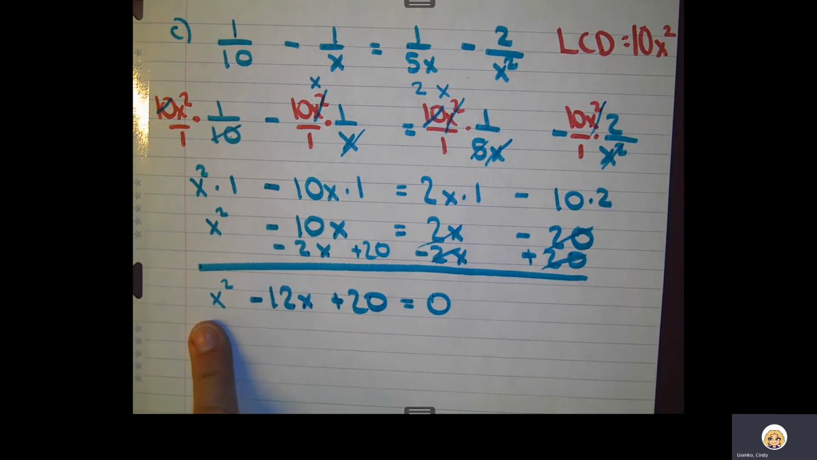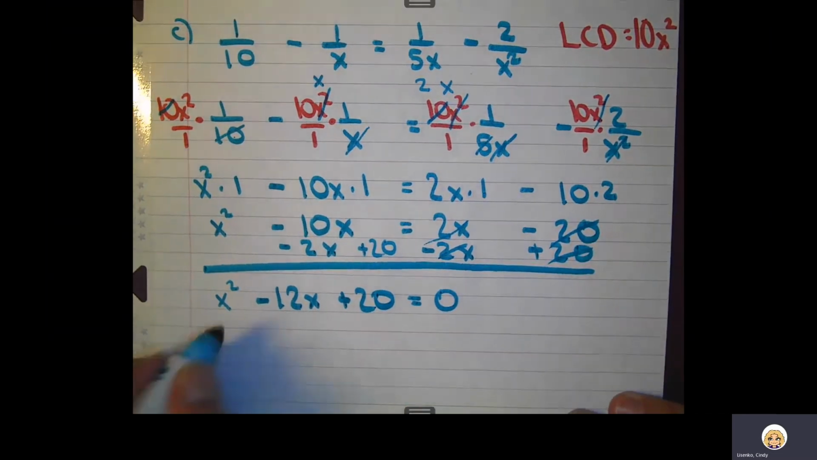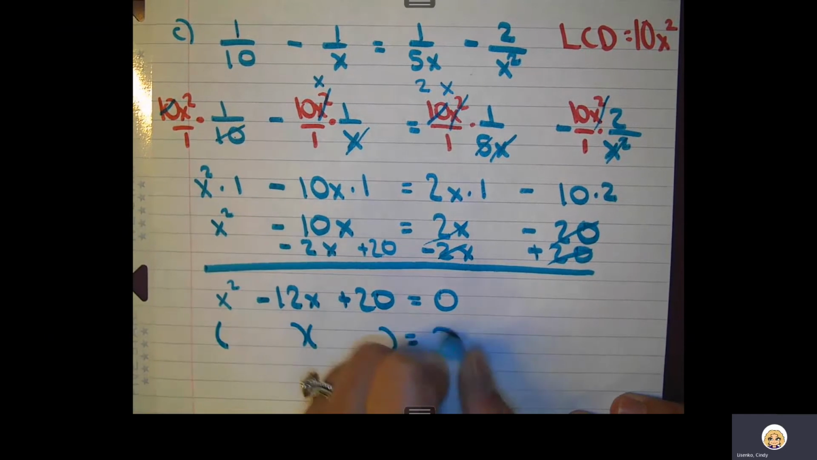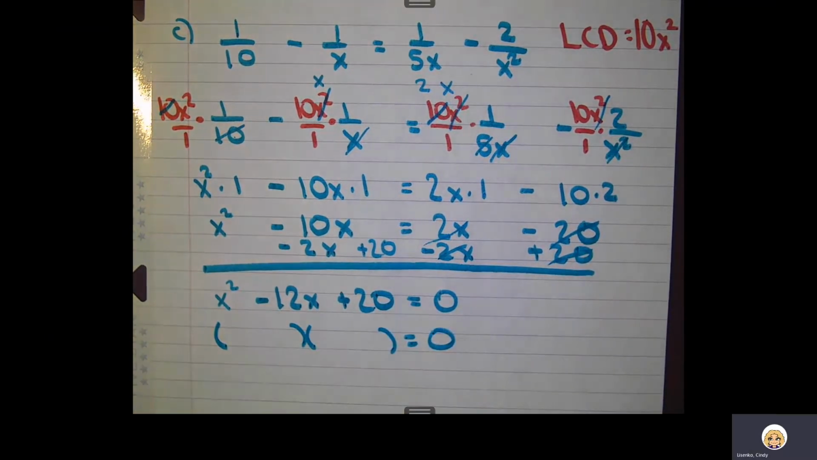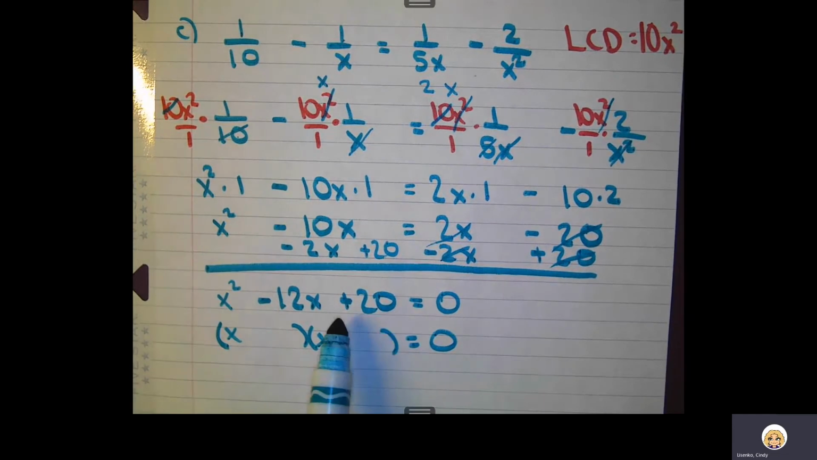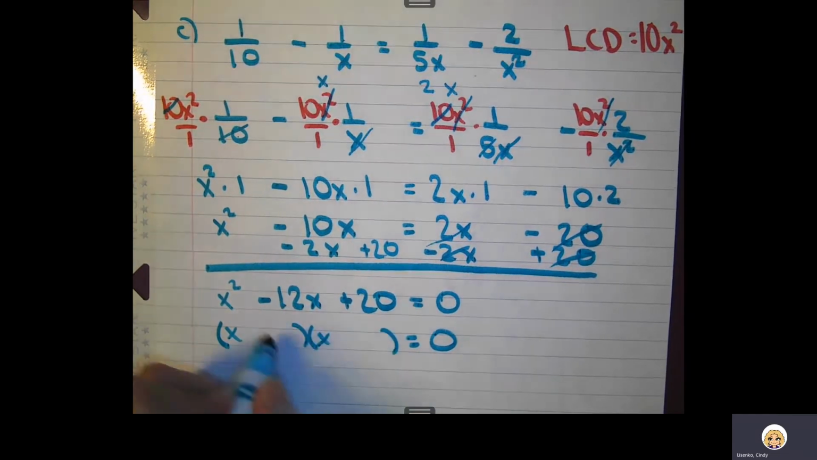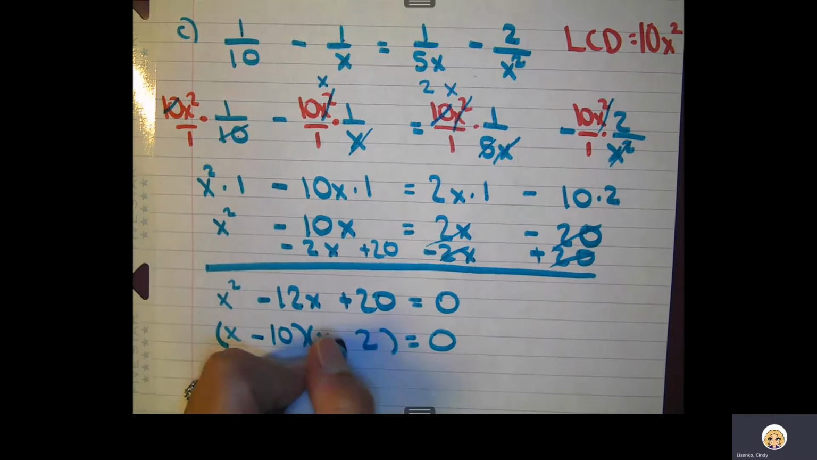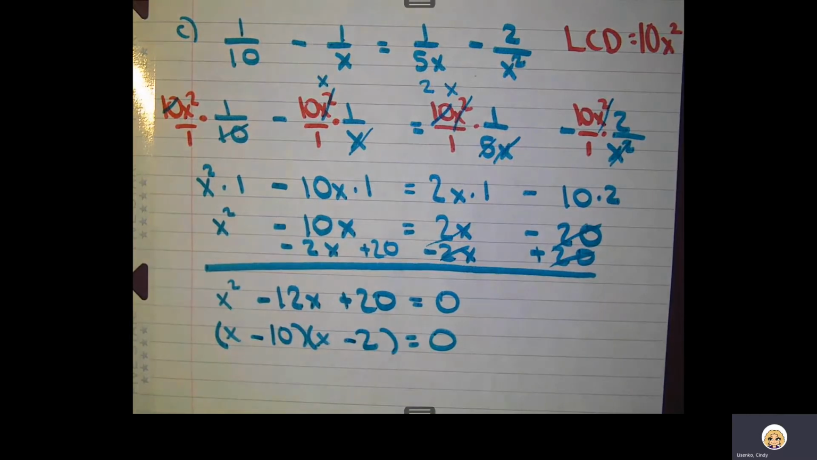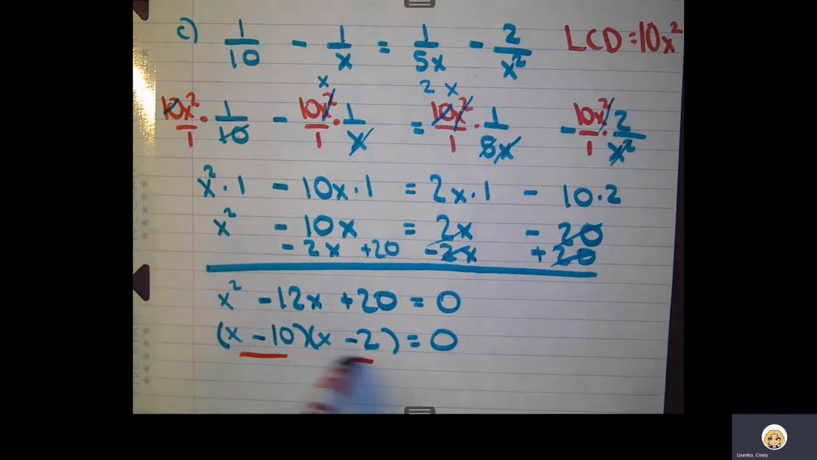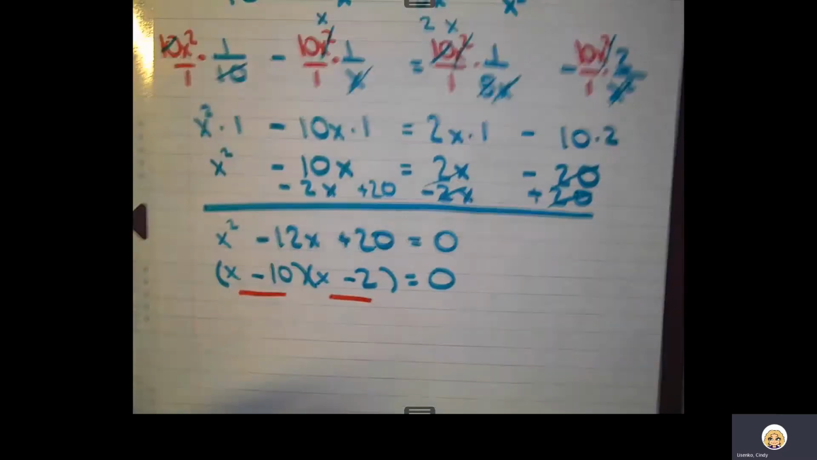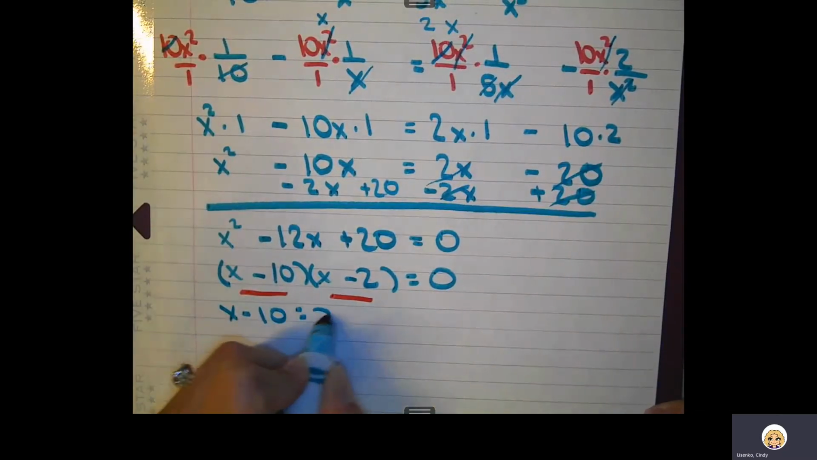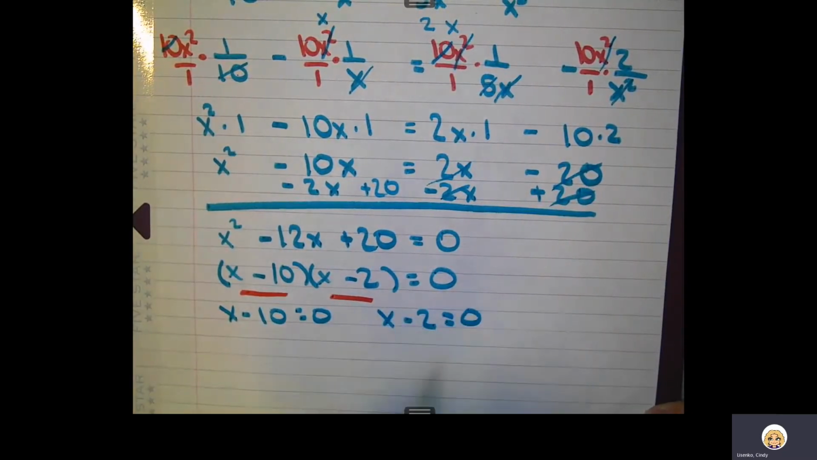Well, since there's a power of 2, I want to factor. There's no GCF, so I can go for 2 sets of parentheses. Don't forget equals 0. X and x go in the front. I need factors of 20 that add up to 12. That would be 10 and 2. Since I'm adding, they need to be the same sign, and I want a negative 12, so they both need to be negatives. Next part, I can split these apart into 2 equations. So I have x minus 10 equals 0, and x minus 2 equals 0.